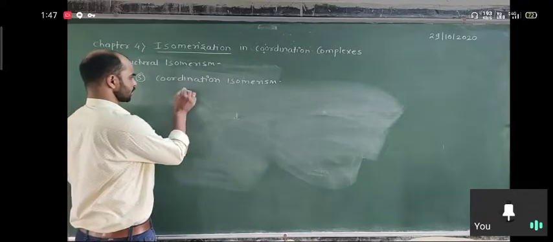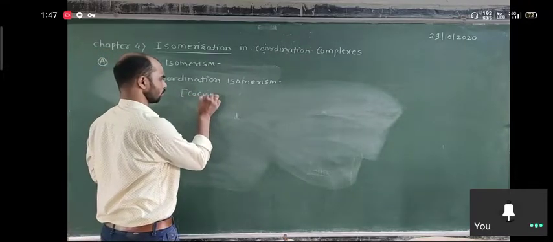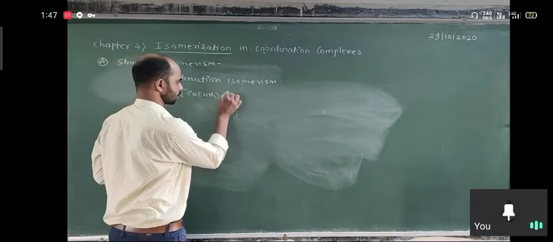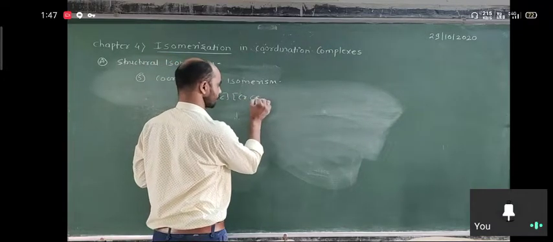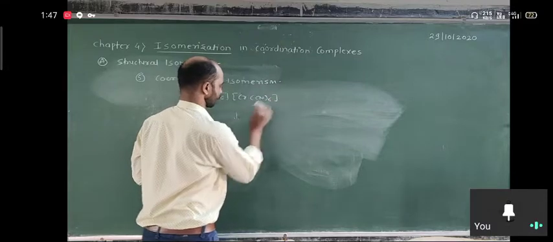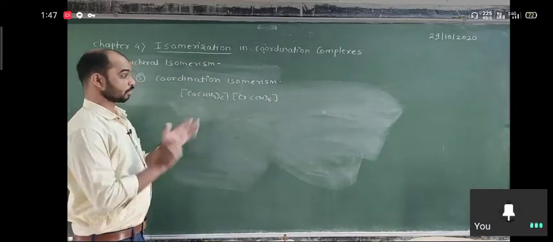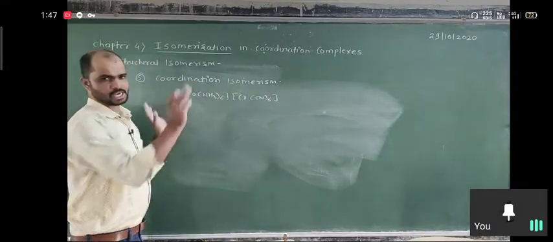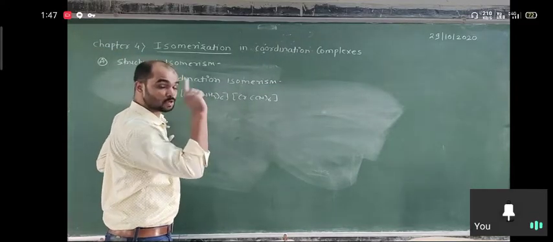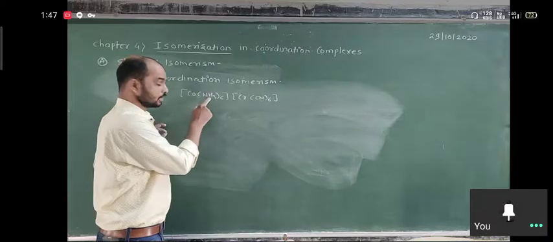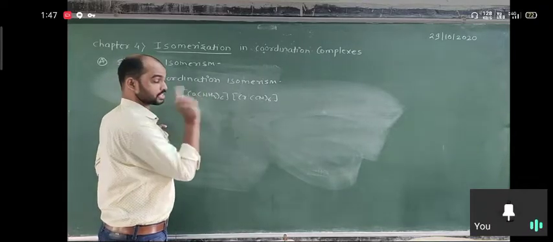For that, consider a simple example, [Co(NH3)6][Cr(CN)6]. The complex is given. Overall, what is the charge? There are how many CN? 6 CN means how many charges? -6. Neutral is 0. So what is the charge?